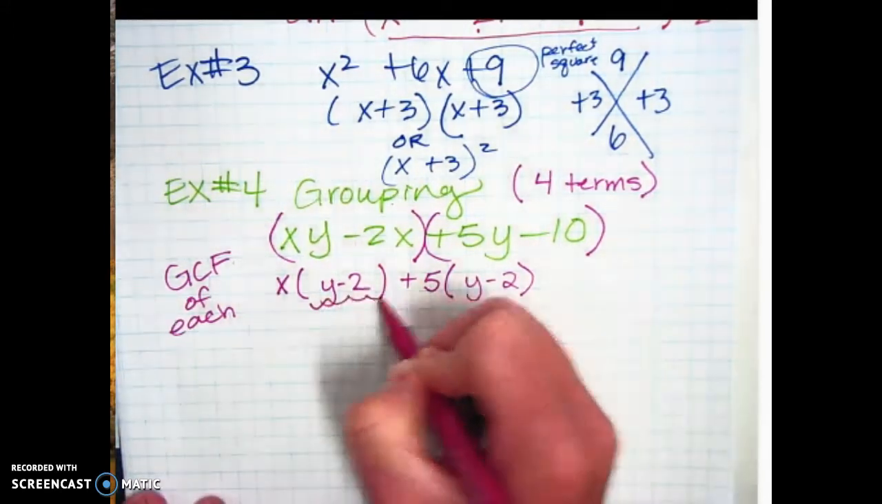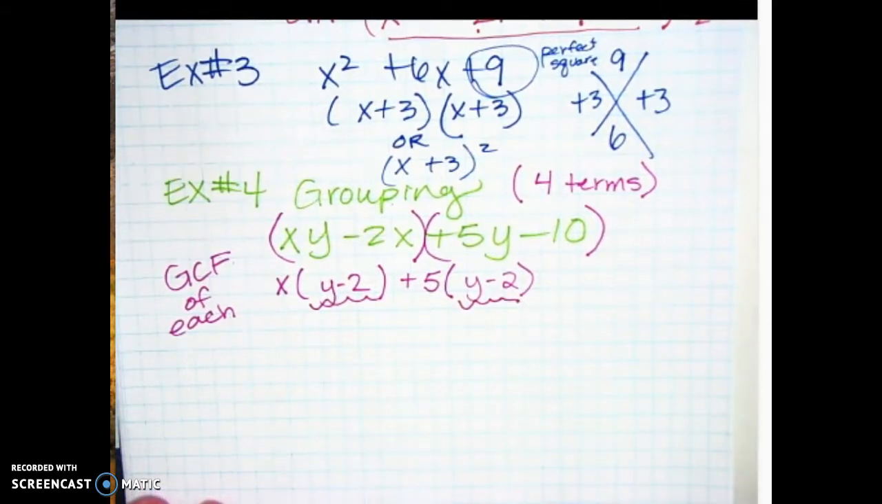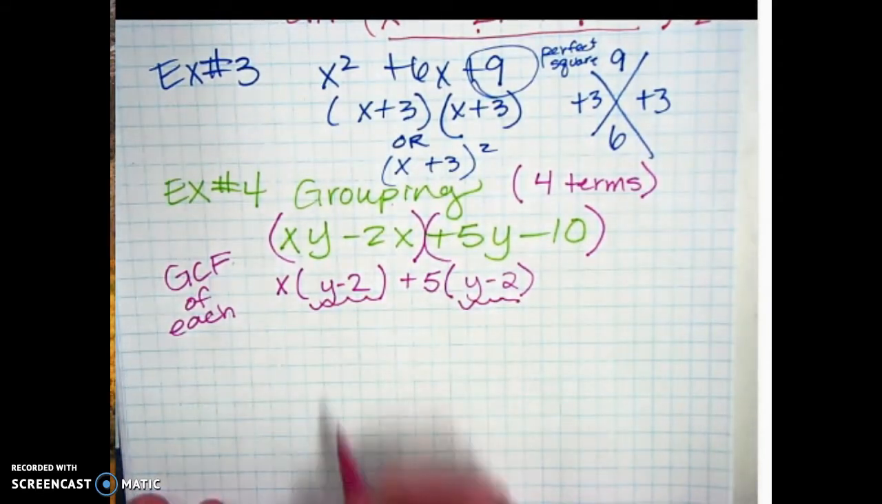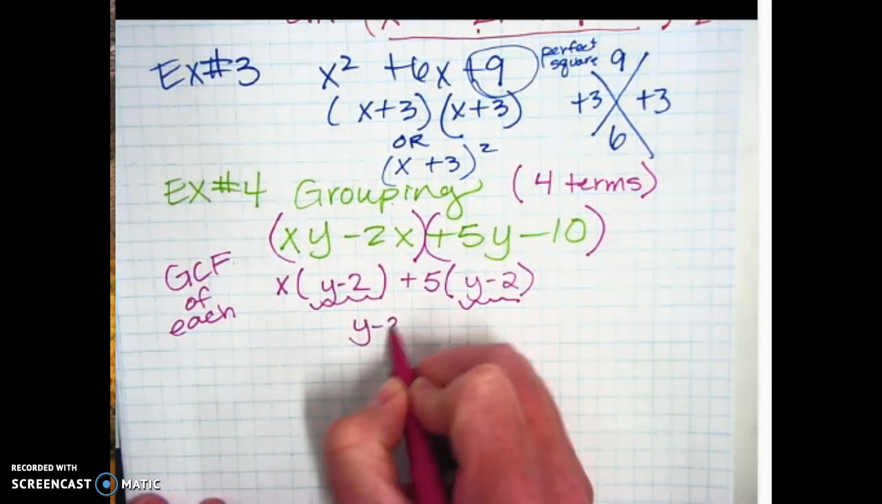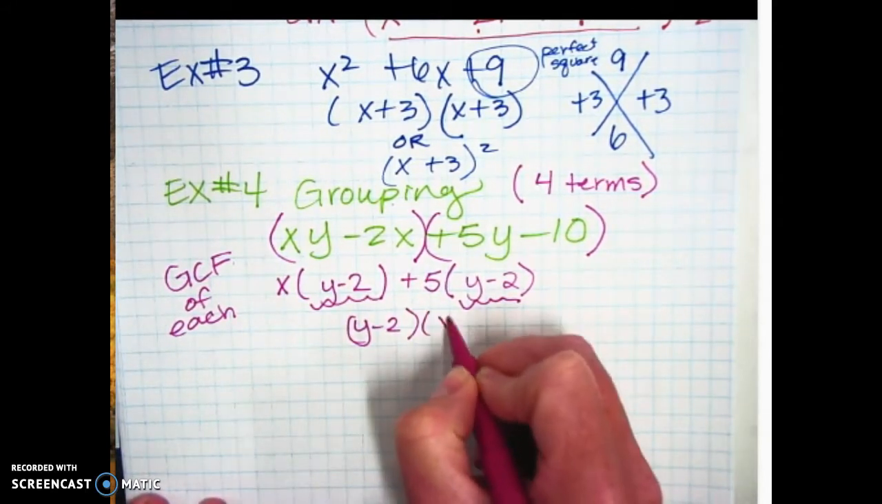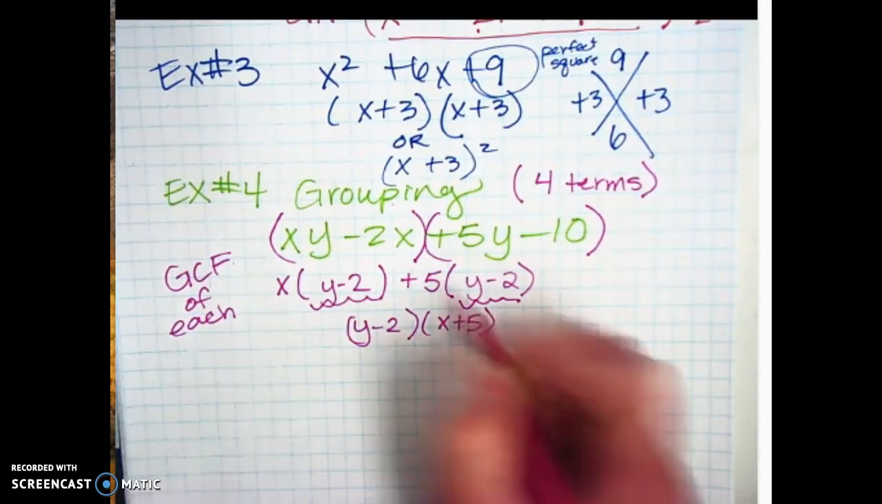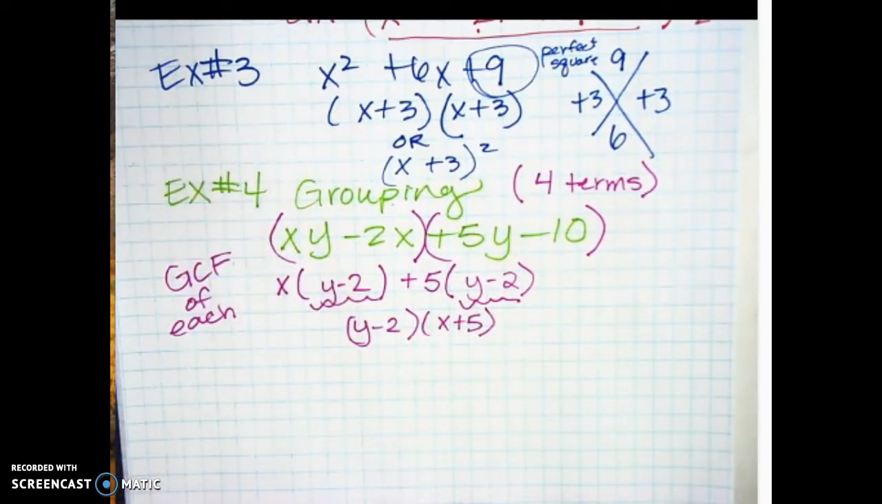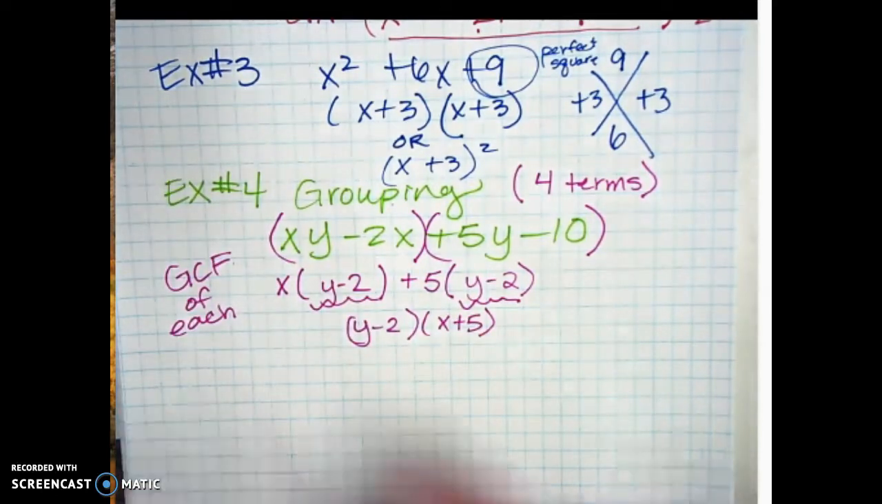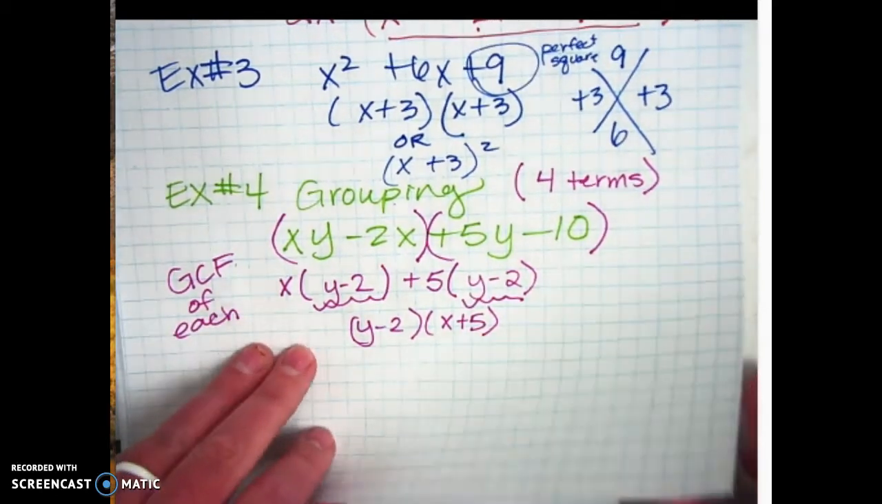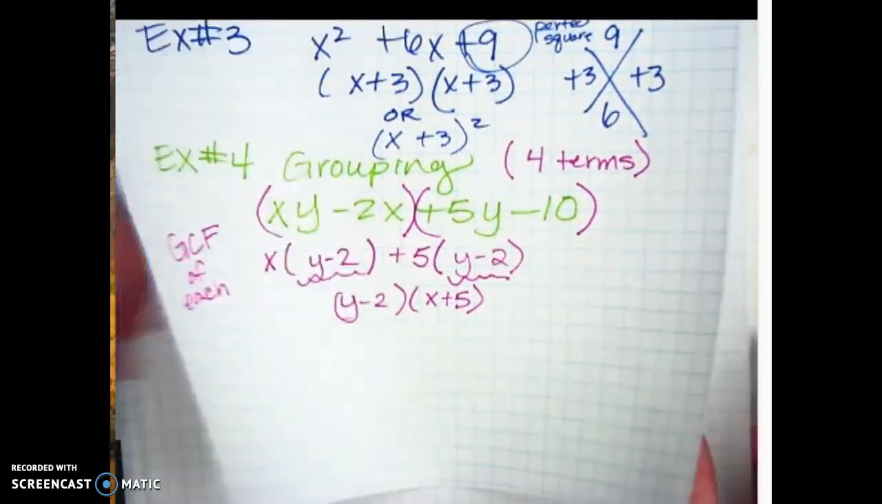They write these problems so they turn out pretty perfect. Because notice that this binomial and this binomial are the same. So then we end up with y minus 2 times x plus 5. All right. Any questions on example number 4? All right. One more example.